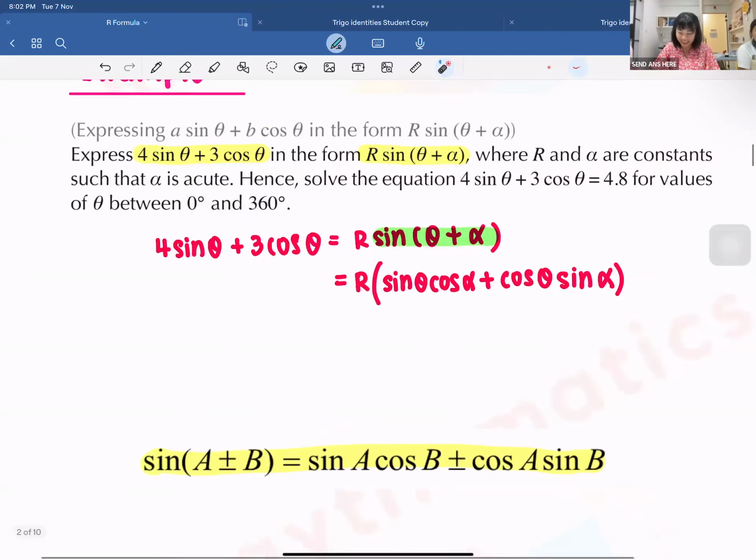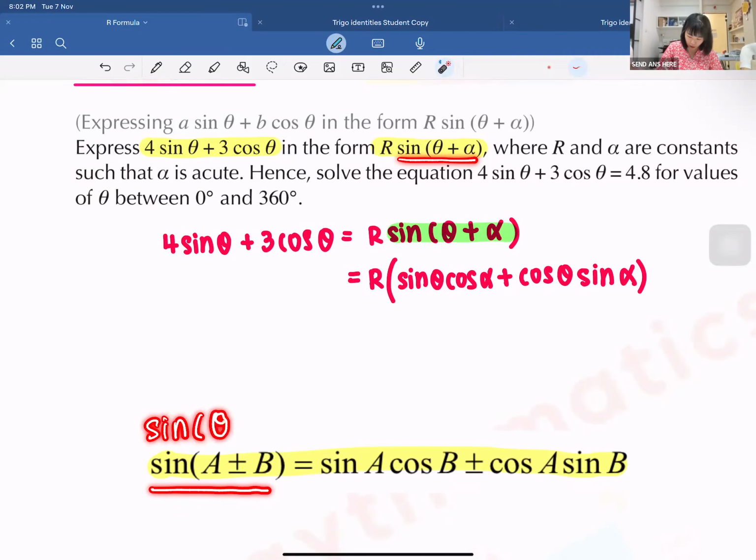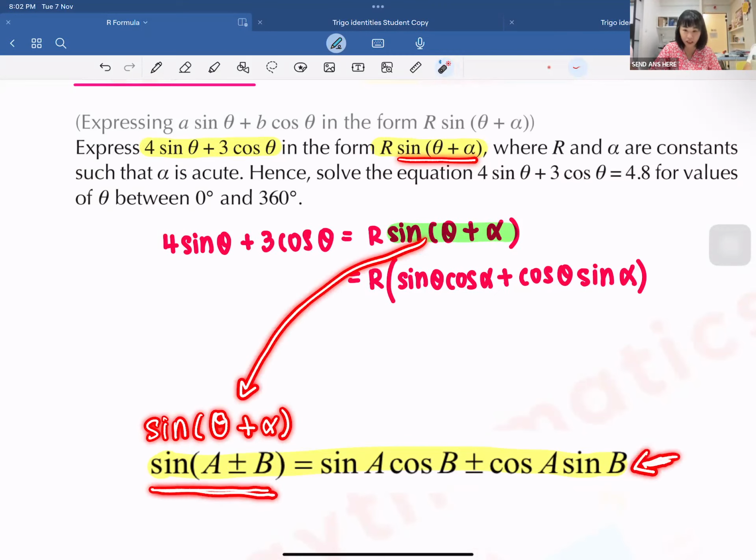Okay, Phoebe, this sine theta plus alpha, can you see it's the same as sine A plus B? It's just that now they changed the A to theta and the B to alpha. Can you see it's actually the same as your addition formula? You know where I get this from? I get it from the formula sheet.